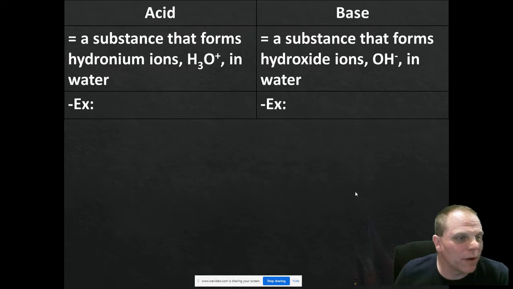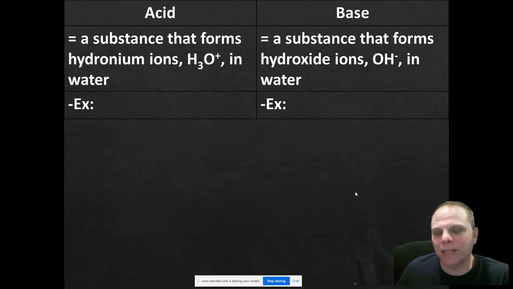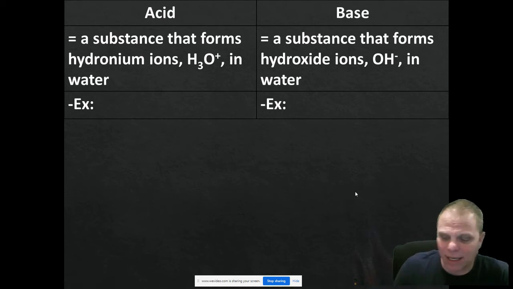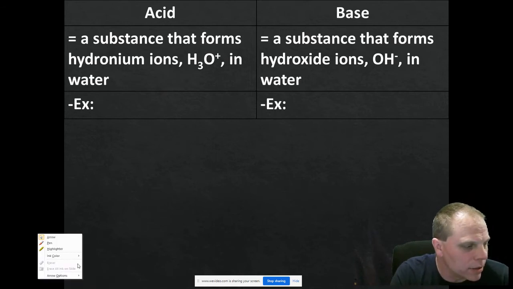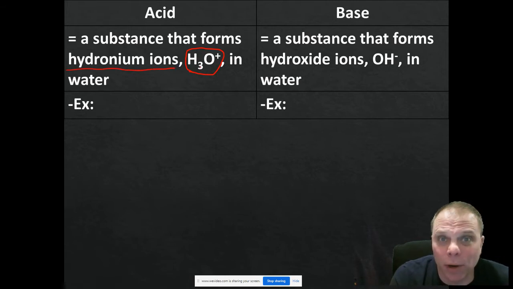All right, so first of all, let's do a basic comparison. Acids are substances that form hydronium ions. The name hydronium ion is basically a word that we use to indicate this little guy right here, H3O+. So we use the word hydronium ion to symbolize H3O+.